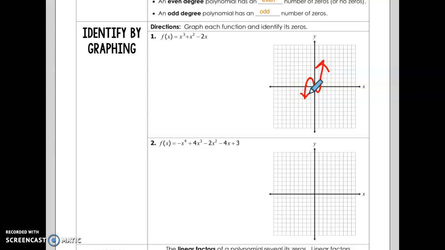Same thing for the next one. Go ahead and pause the video. Let's get that plugged in the calculator, and let's check our zeros. I'm going to just type up here what our zeros are in the meantime. Got -2, 0, and 1.